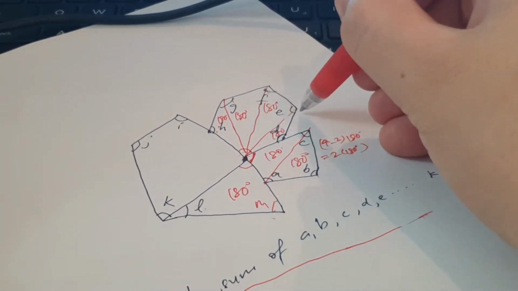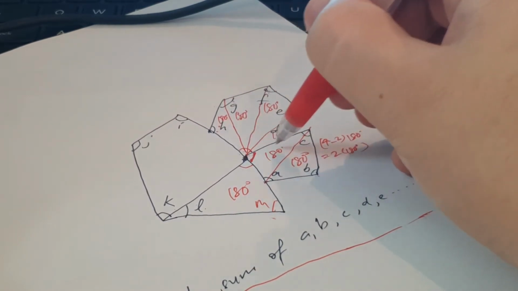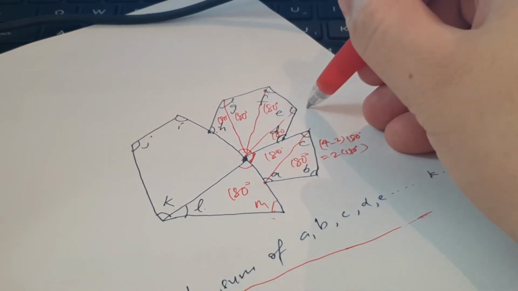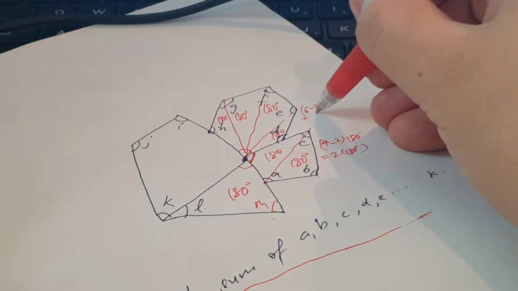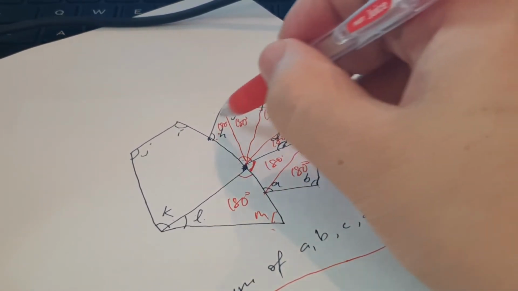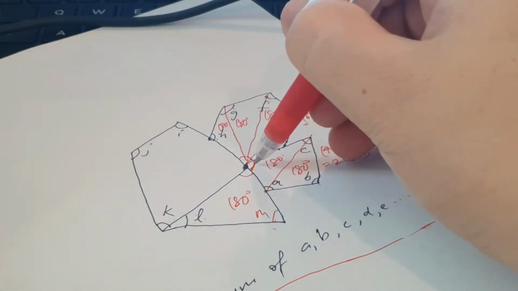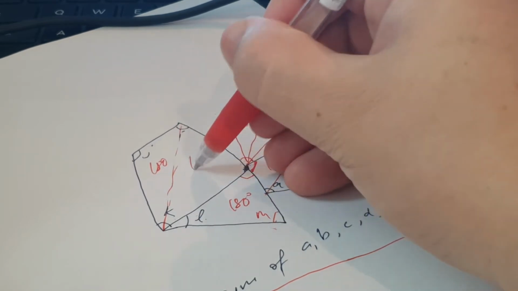Okay, but if I use the formula, it's 1, 2, 3, 4, 5. Wait. 1, 2, 3, 4, 5, 6. Yeah, correct. So it's n minus 2 times 180. Isn't it correct? That's all right. That's interior angle, ladies and gentlemen. Interior angles. You see 1, 2, 3, 4. Everybody knows, right? 180, right?